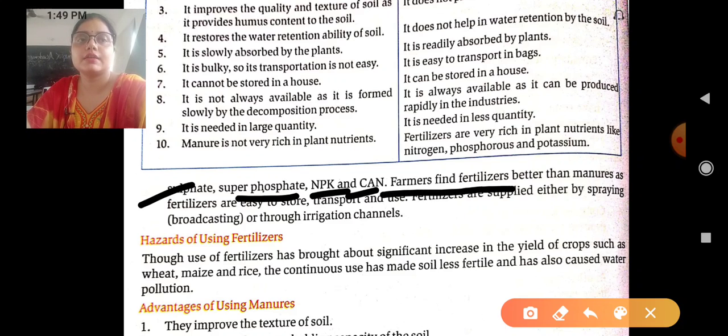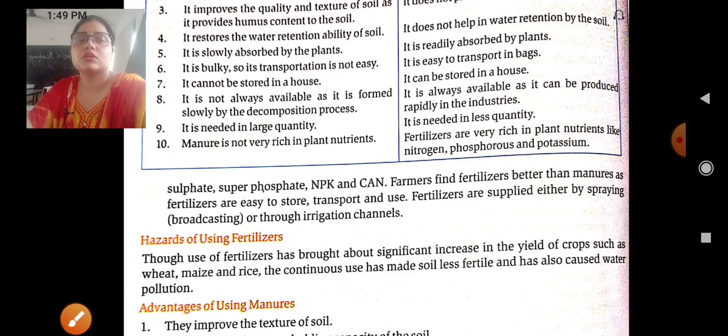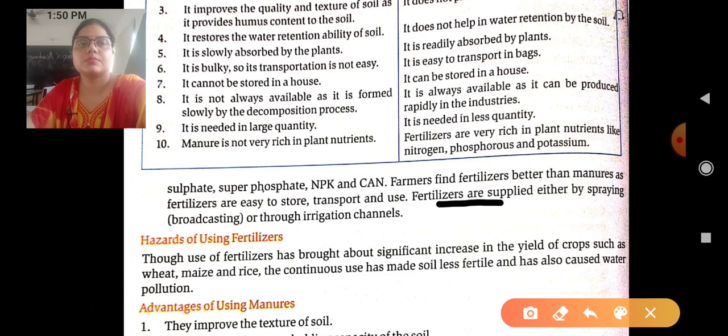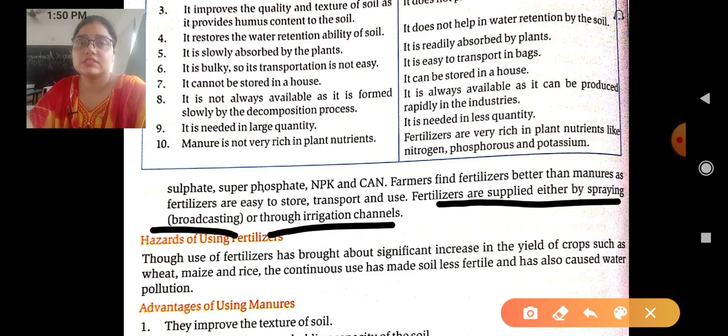Farmers find fertilizers better than manures as fertilizers are easy to store, transport and use. There are many benefits of fertilizer compared to manure, and that is the reason farmers are using fertilizers more than manure. Fertilizers are supplied either by spraying, broadcasting or through the irrigation channel. They can easily be supplied by spraying them over the entire field and through the irrigation channel also.